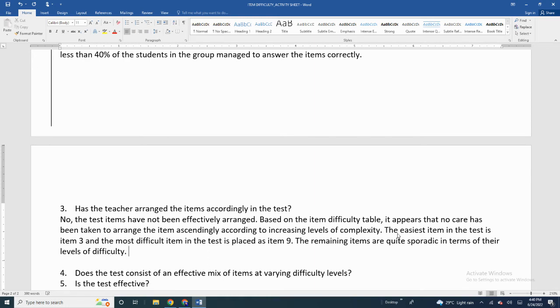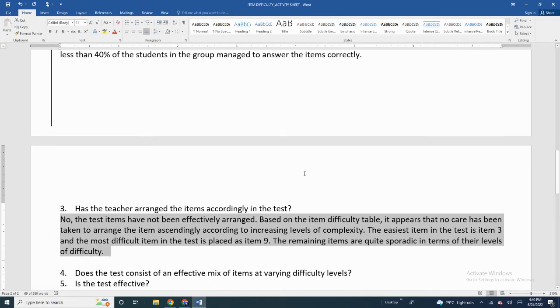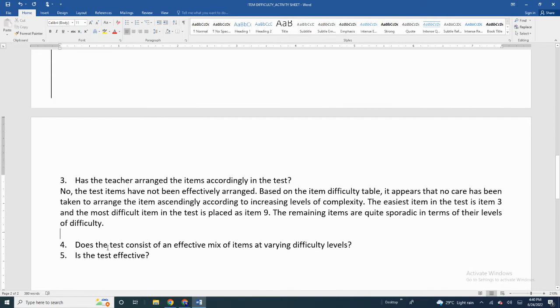Of course, you don't have to follow my sentences exactly. This is just a guide for you to look at how this particular question should be answered. But it's always good to start with yes or no so that I know whether you understand how effective items should have been arranged. All right, so let's go to number 4.